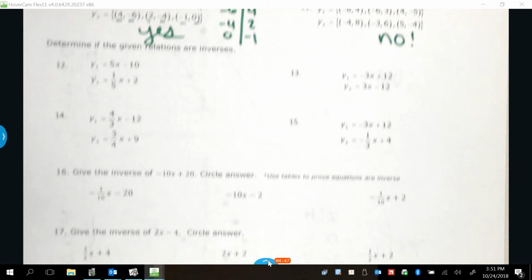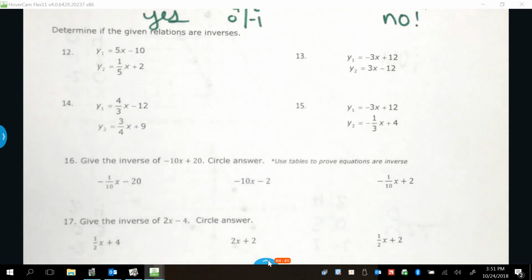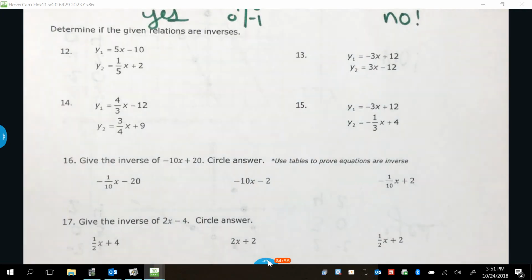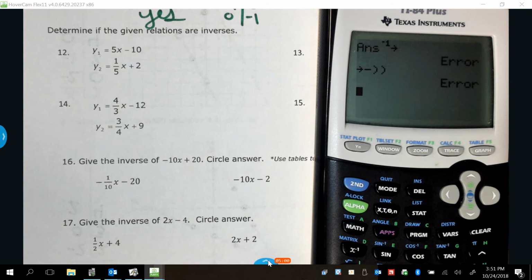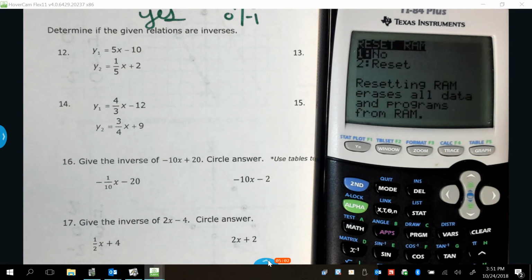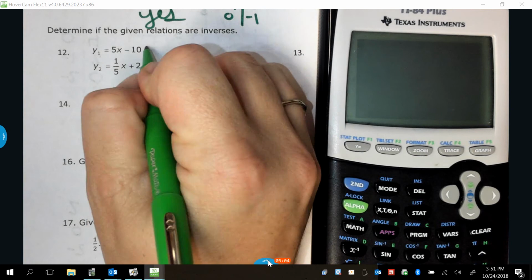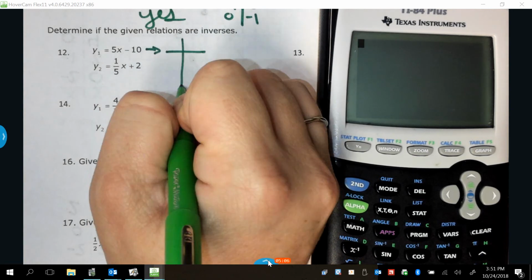Okay. Number 12, guys, these are calculator problems. Let your calculator be your BFF on this test. So we're going to build a table with that first equation. So I'm going to put y1 so we know that's what it is.